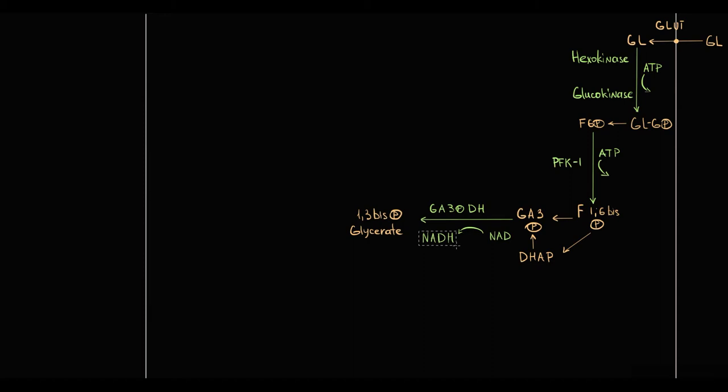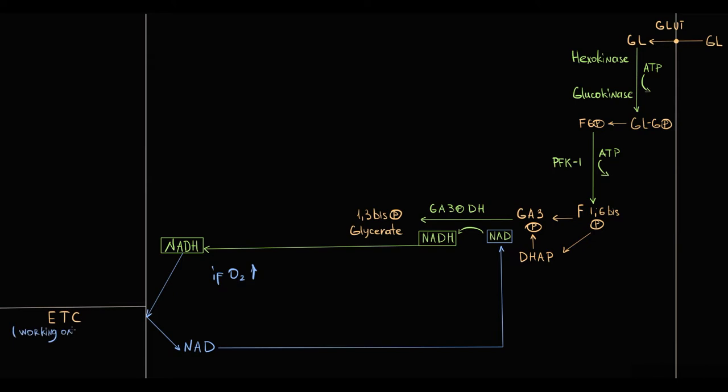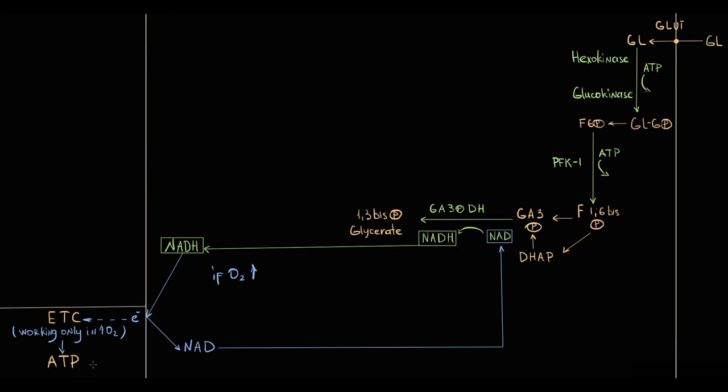And if the cell at this particular moment has enough oxygen, then NADH is going to mitochondria where it delivers two electrons to the electron transport chain, because the electron transport chain is working only in aerobic conditions. And the electrons in the electron transport chain undergo oxidative phosphorylation that results in energy production. When NADH gives two electrons, it gets converted back to NAD, and now glyceraldehyde-3-phosphate dehydrogenase can use again this electron carrier in the oxidative reaction. So it's very important to maintain this recycling of NADH to NAD to keep glycolysis going.